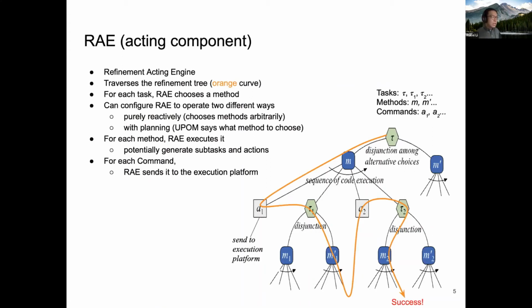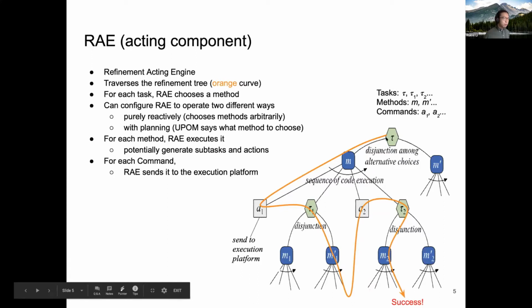The acting component uses RAE, which stands for Refinement Acting Engine. What it does is basically traversing the refinement tree. Here's the refinement tree, or acting tree. Here's the task, tau, and there could be multiple methods that can be used to address this task, to solve this task. And a method has a sequence of actions, subtasks, or assignments, and you have to do them one by one. If a subtask is encountered, you further decompose it. So there is this hierarchy, like a tree.